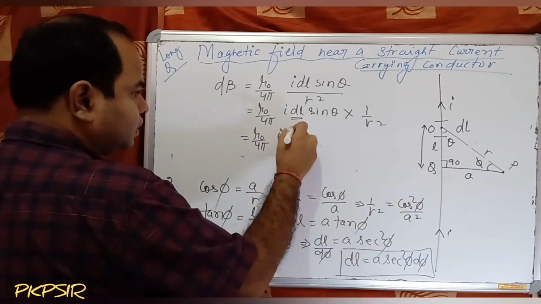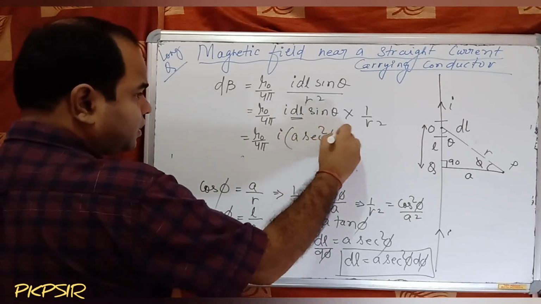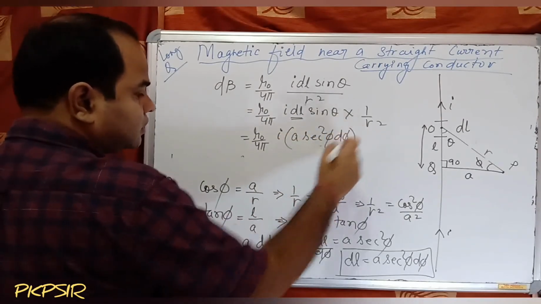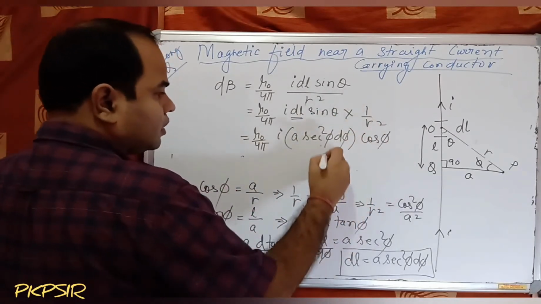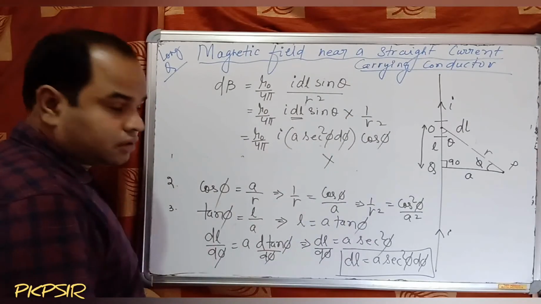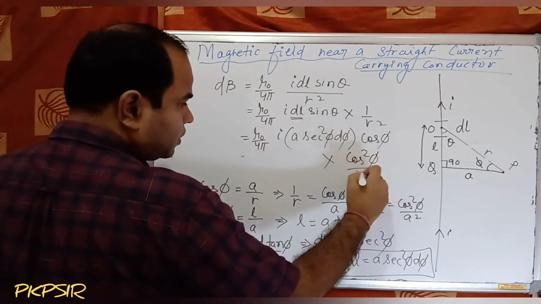So dl is equal to how much? a sec square phi d phi. Sin theta is how much? Cos phi. And in place of 1 by r square, what will we put? That is cos square phi by a square.